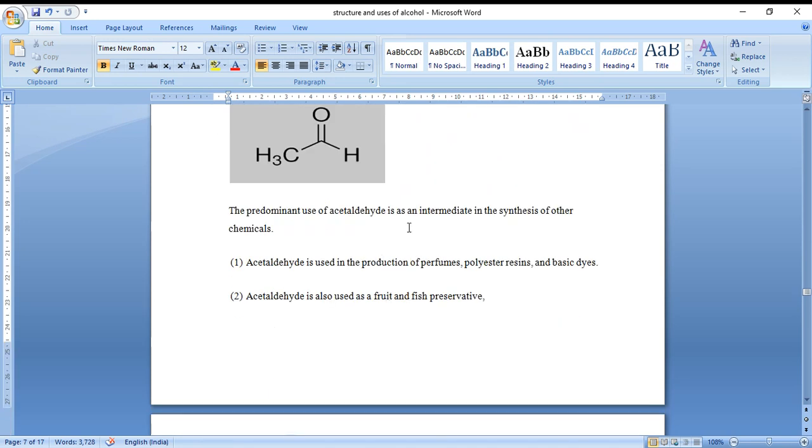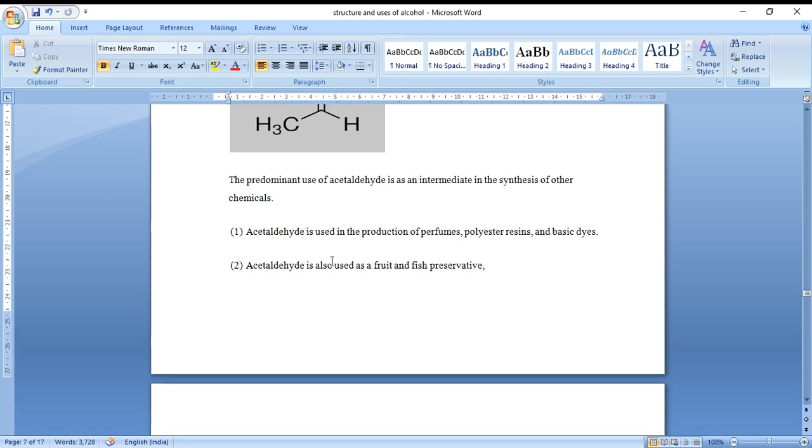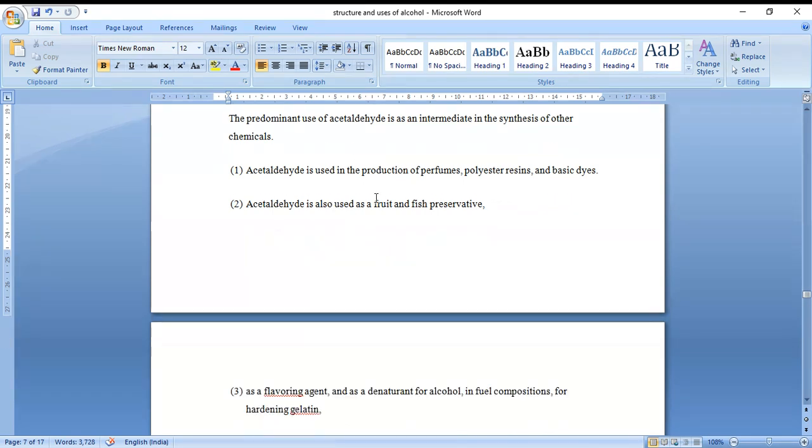So what are the uses of acetaldehyde? Acetaldehyde is generally used as an intermediate in the synthesis of other chemicals. It is used in the production of perfumes, polyesters, resins, and basic dyes. And it is also used as a fruit and fish preservative.